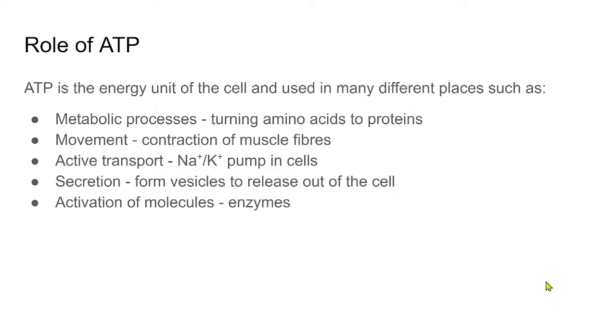So ATP. ATP is our sort of unit for energy. So anything that requires energy goes through ATP. So it is used in your metabolic processes. So any sort of breakdown where you require energy, it's going to be using ATP. So in this case, we're making something. So turning amino acids into proteins, like we talked about last week, that requires ATP.